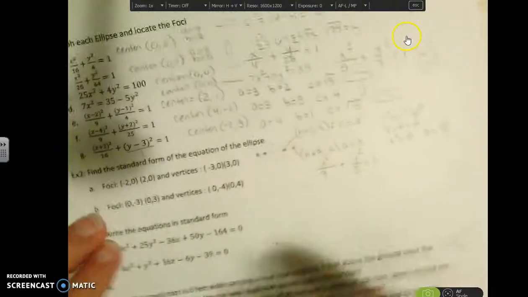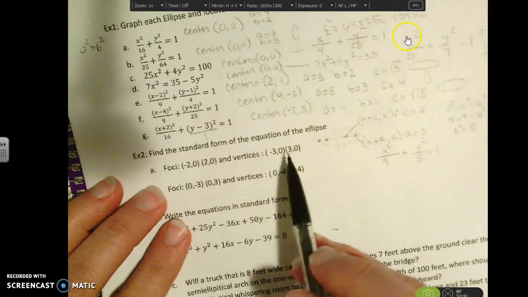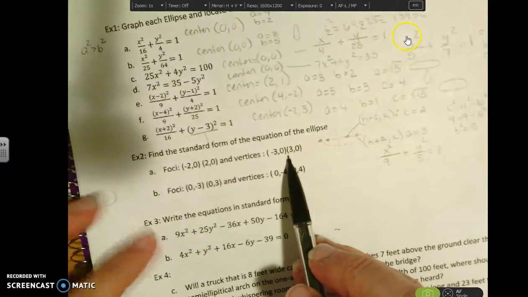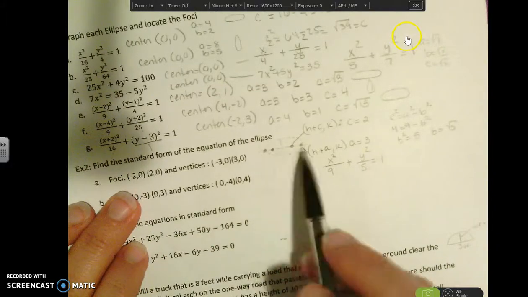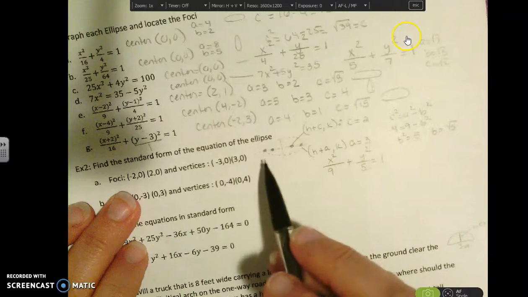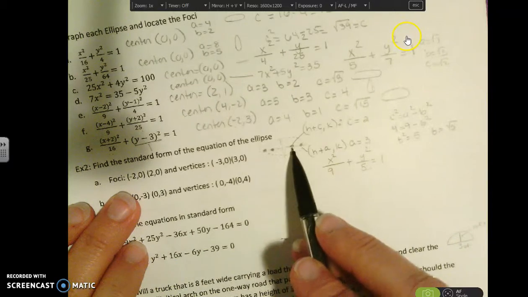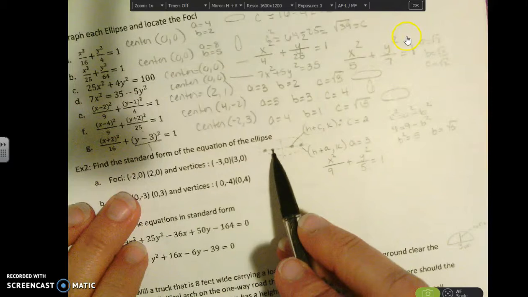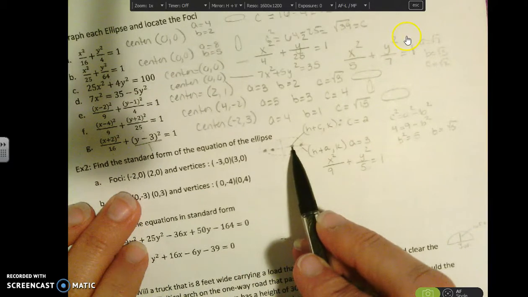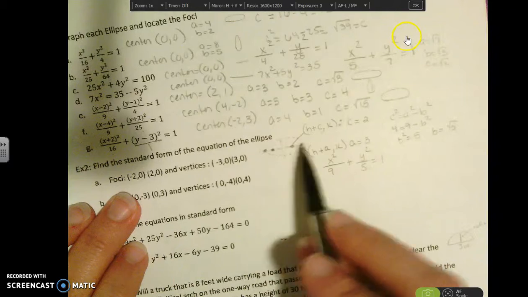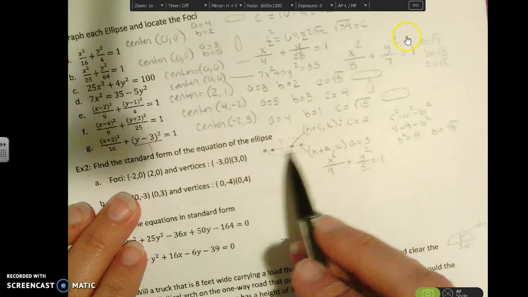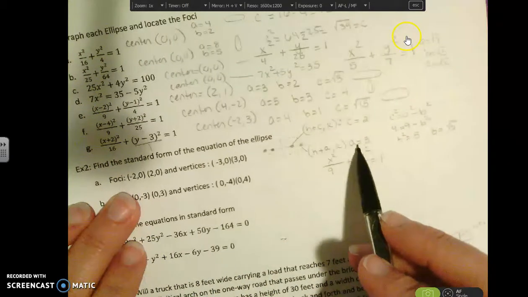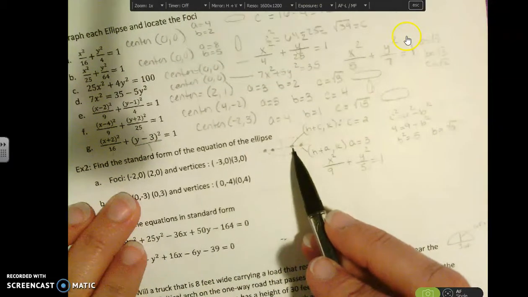Alright, so here's another example. This time you're given the foci and you're given the vertices and you're asked to find the standard form. So what you have to remember is that the foci and the vertices are on the major axis. The foci are always on the major axis. So my foci are at -2 and +2, and the vertices are at -3 and +3. So I know that C is equal to 2, and I know that A is equal to 3, because A is always the major axis. And the foci are always on the major axis.